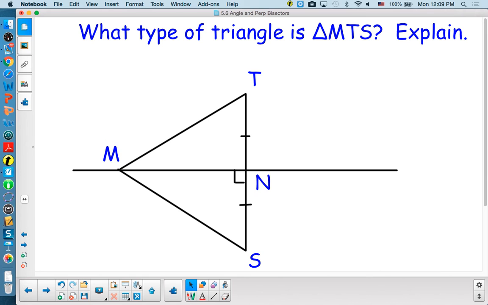Okay, this is a related problem. It says, what type of triangle is MTS? Now, if you look at the angles, you might say it's an acute triangle. Okay, I don't disagree with that. Not what I intended, so let's keep going.